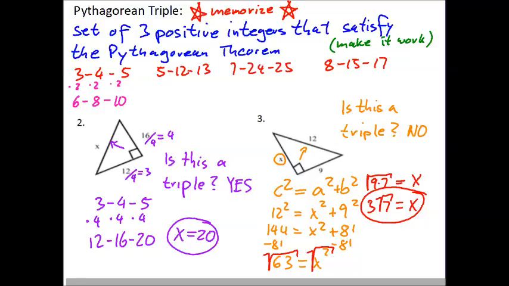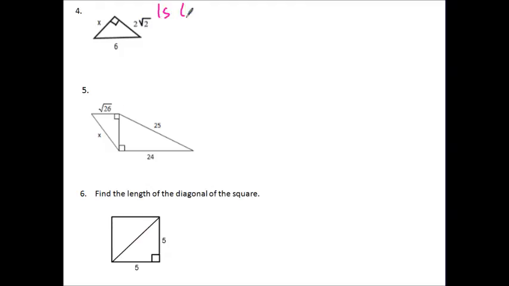On to our next example. Is this a Pythagorean triple? We see that one of the side lengths is an irrational number, not an integer, so the answer is no. We have to do the math. Set up our equation, and I'm going to keep writing the formula every single time. C squared is equal to a squared plus b squared. So we keep practicing it and memorizing it too.